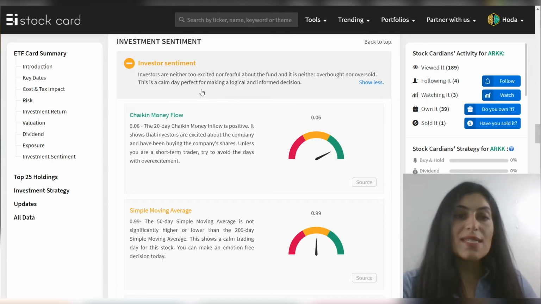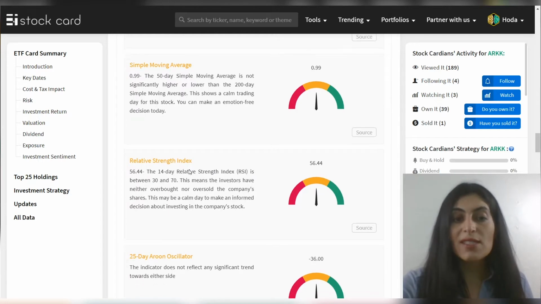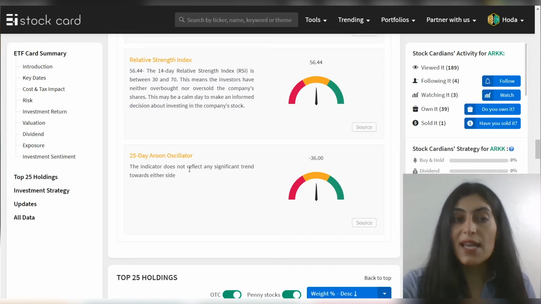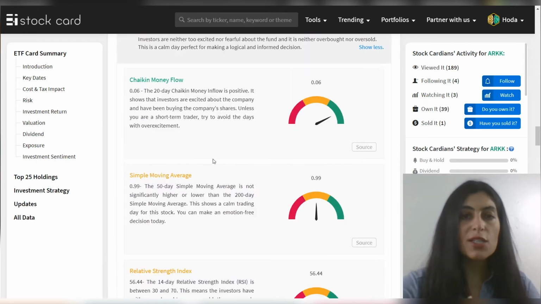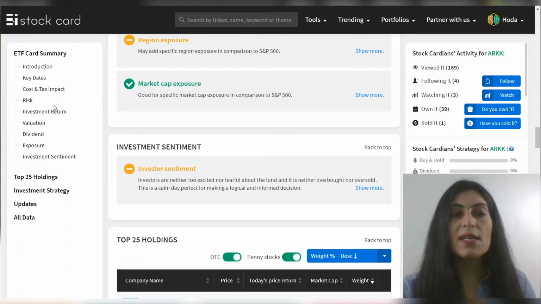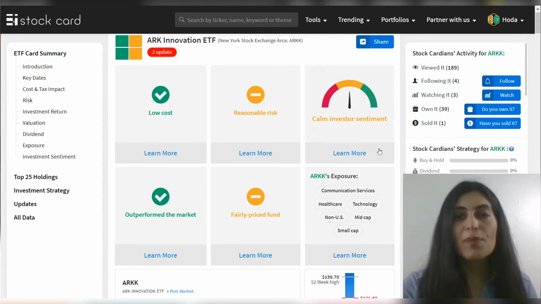So in the case of sentiment, tracking money flow, simple moving average, RSI, relative strength index, and we even added 25-day Aroon oscillator. So these work the same as how stock cards work, but we also made it a little bit easier. You could just navigate through this left-hand side navigation panel.